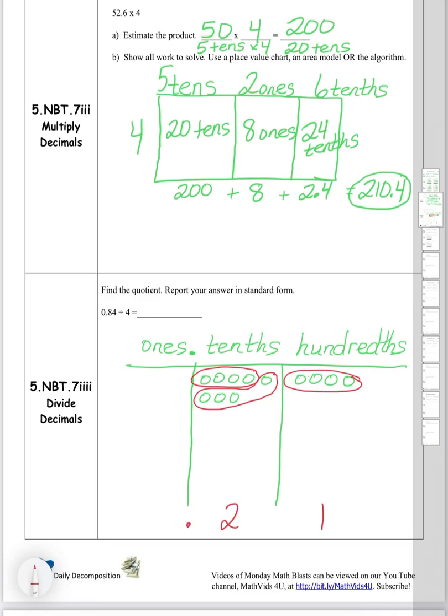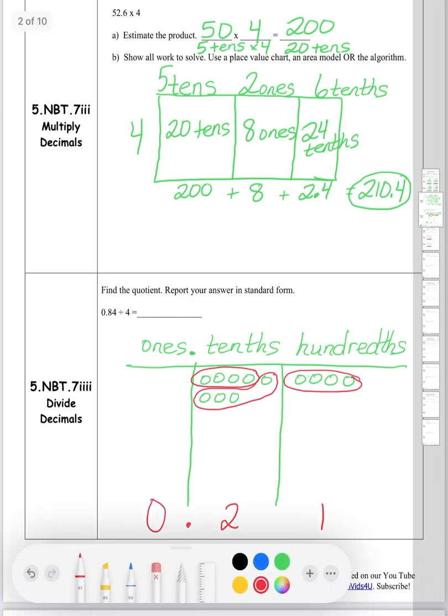Don't forget our decimal, and there were no groups in the ones place. So the quotient, the answer to my division problem, is 21 hundredths.